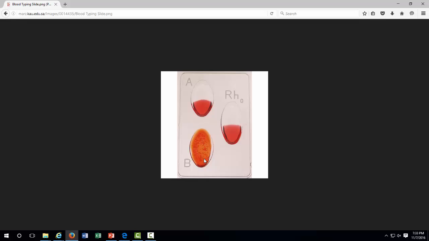So what antibodies are expected in this person's plasma? Anti-A and anti-D, correct. Because we know they have B antigen. They're not going to make antibodies to themselves, right? So they're going to have everything but what we see clumping. So A and RH are anti-D. So anti-A and anti-D. What other antibodies could develop, if any? None.